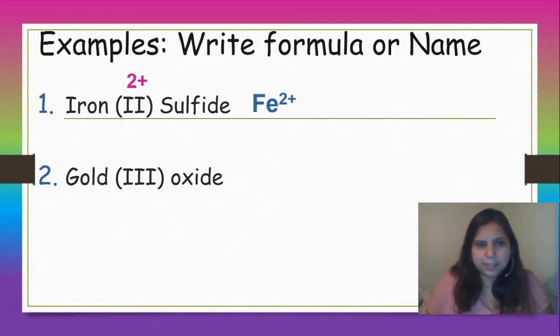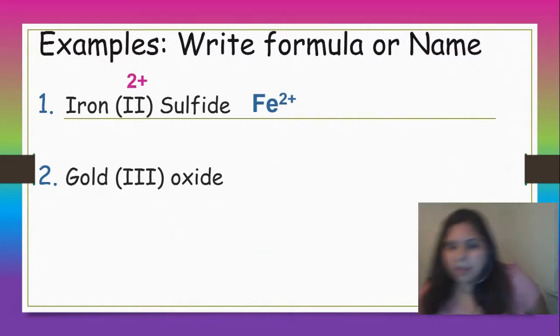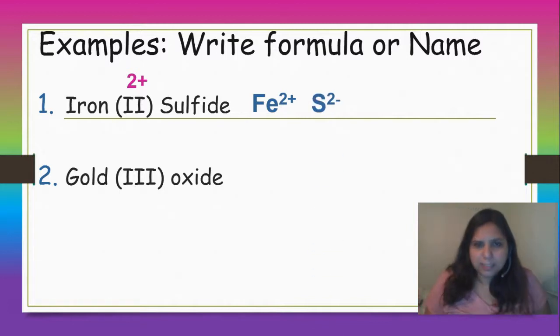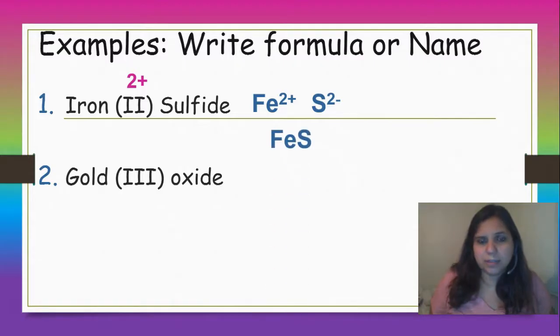So we'll put iron 2+ and sulfur 2-. Just need one of each. As soon as I bring those two together, it cancels out the charge. And we have FeS. Gold, Roman numeral 3, remember, is gold with a 3+ charge.